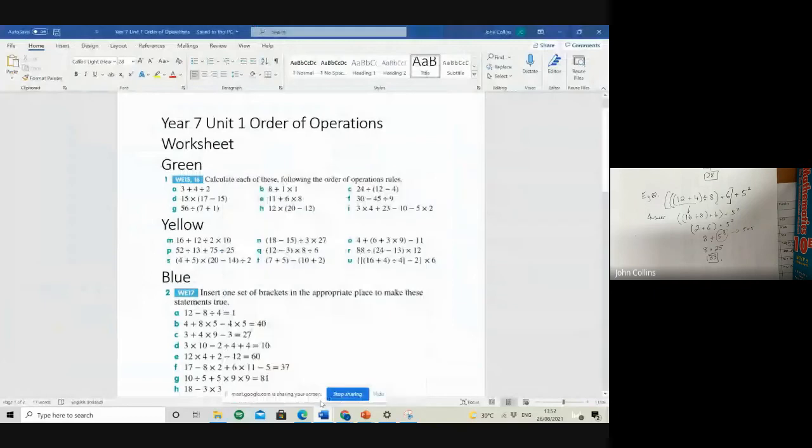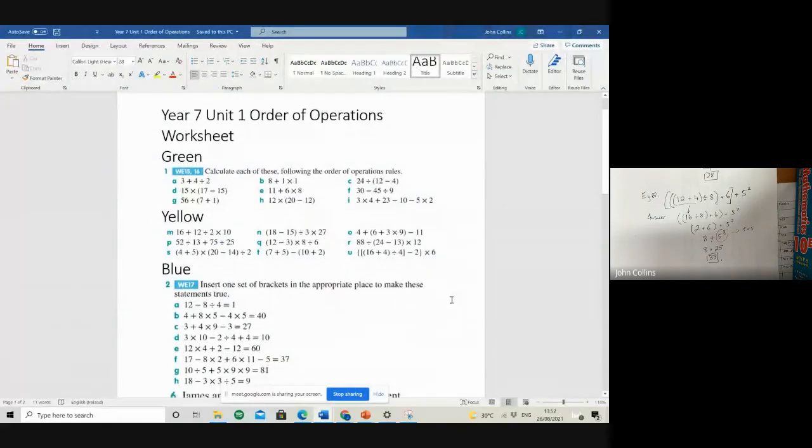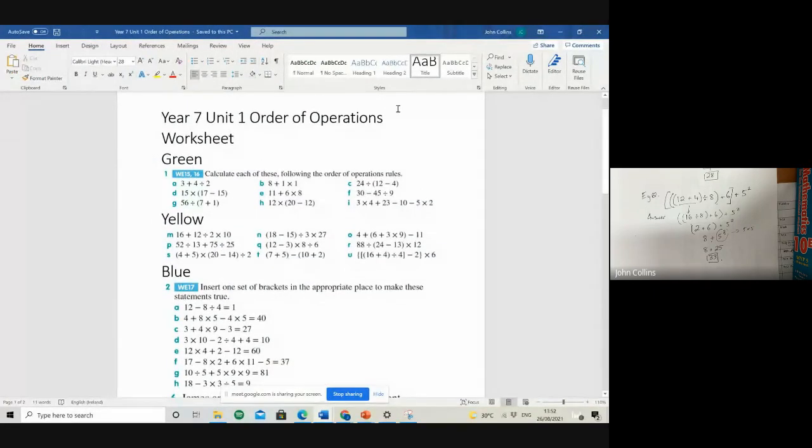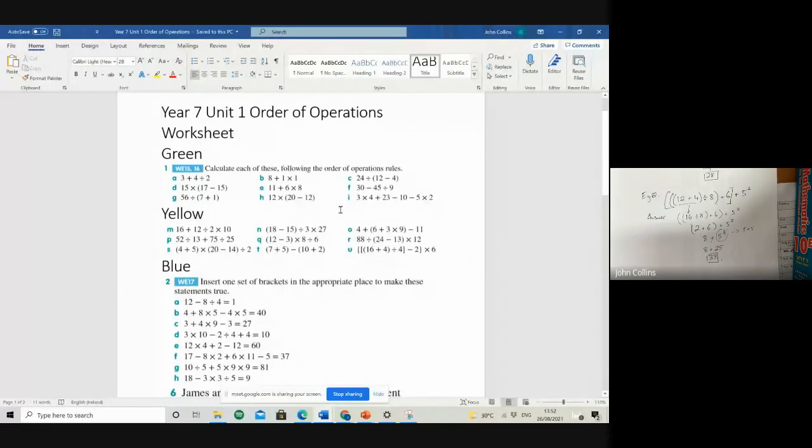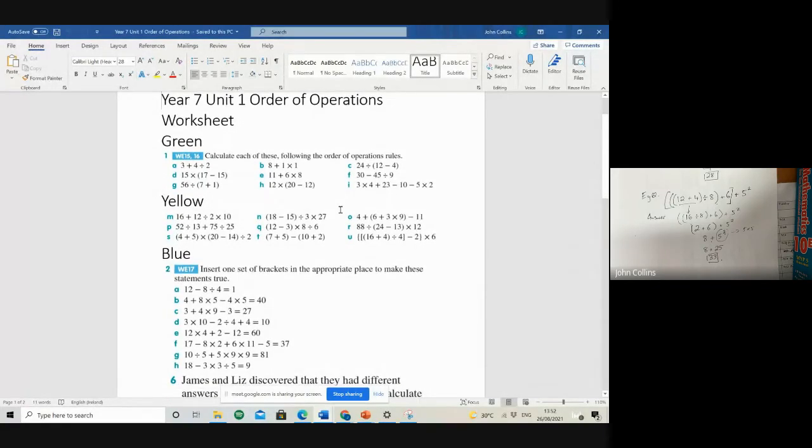Now, okay, so hopefully you're seeing my screen. It's popped up here, Year 7, Order of Operations, Unit 1 worksheet. They're quite short colors, so I'd really like you to do 2 of them today. So if you found that a bit tricky, maybe do green and yellow. If you think you have the hang of it, try yellow and blue. It's up to you. Maybe start with yellow and then think about what you want to do.